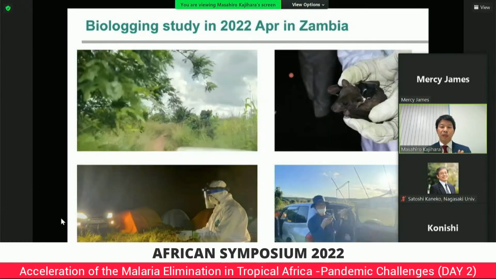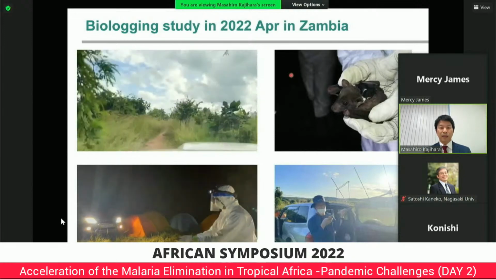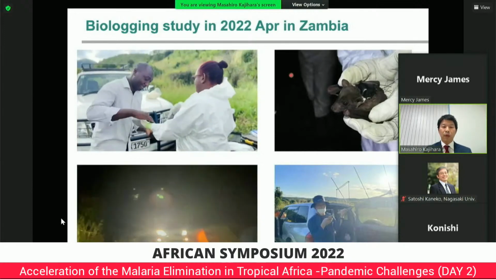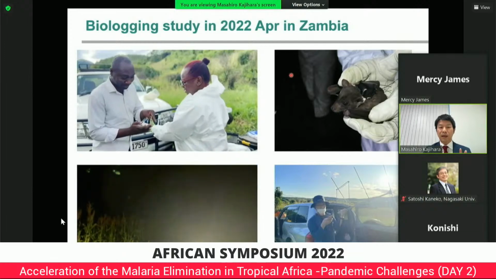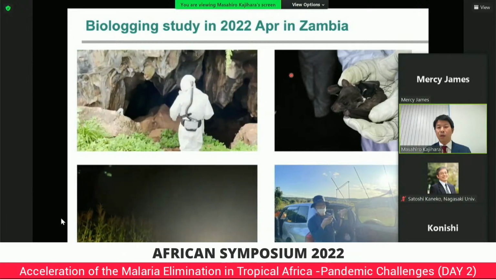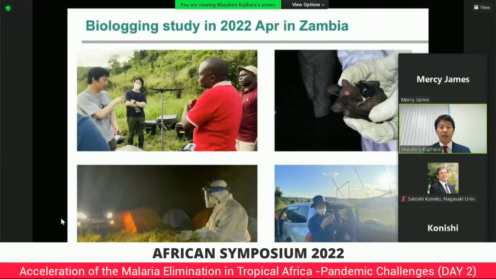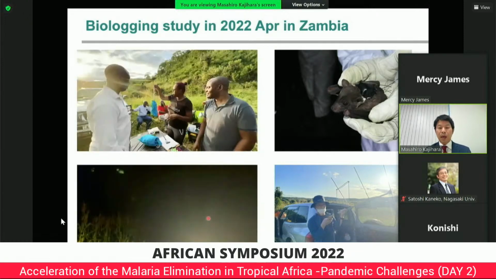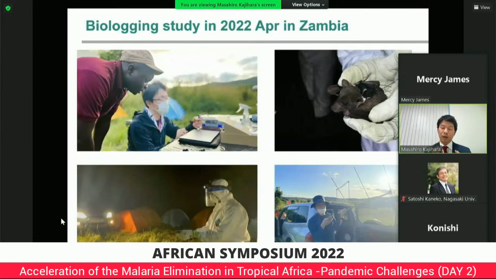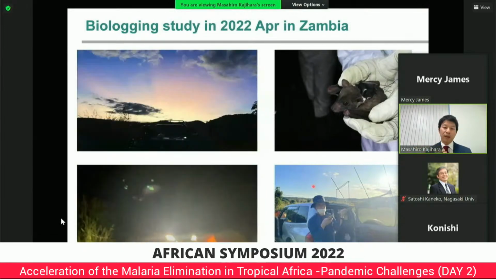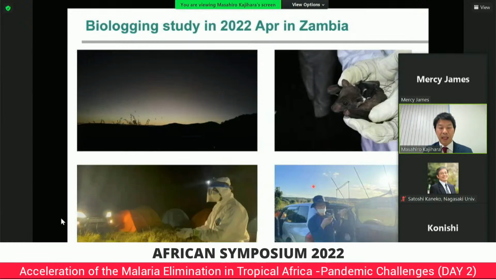So I'd like to introduce our recent activity in Zambia. We captured bats in the cave, and then we attach a data logger on the back of the bats like this. Finally, we release them in the dark. The GPS data can be retrieved by the antenna and the satellites.